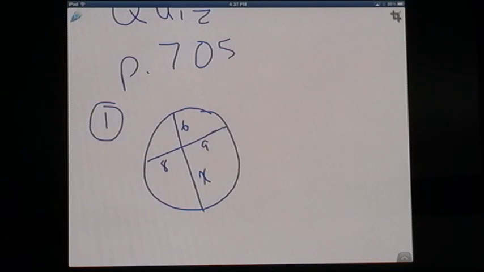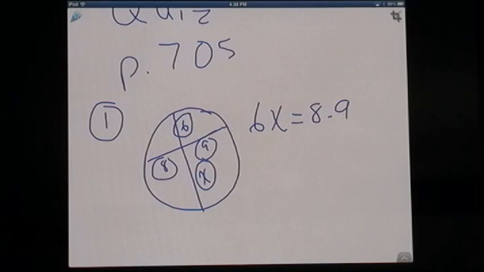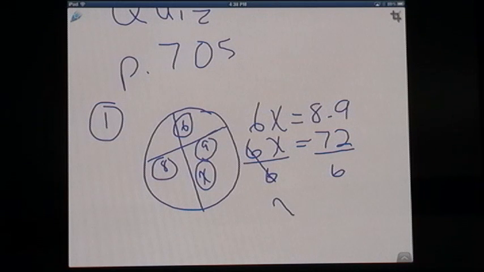Okay, and you're to use the segments of chords theorem, which says that when you multiply the segments of each of these chords together, it will equal the same product of the other. So that would be 6 times x, or 6x, equals 8 times 9. 8 times 9, which is 72, equals 6x. Divide both sides by 6, and you get x is equal to 12.